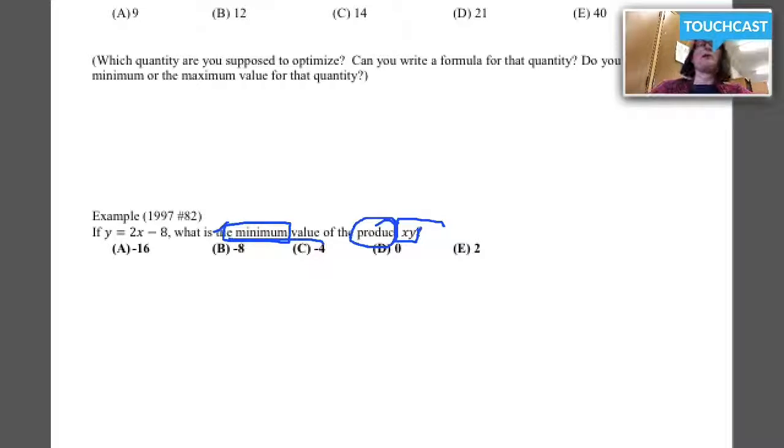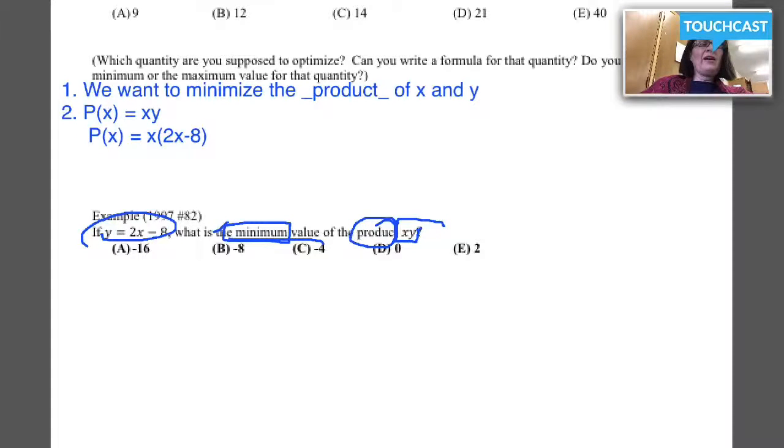I take x and multiply it by y, but that has 2 different variables, and I've been told I can only use one variable. So here's my saving grace: I've been told that y equals 2x minus 8. So in my product x times y, I'm going to replace y with the quantity 2x minus 8. I'm going to write up my first 2 steps. Alright, here's what I have so far.